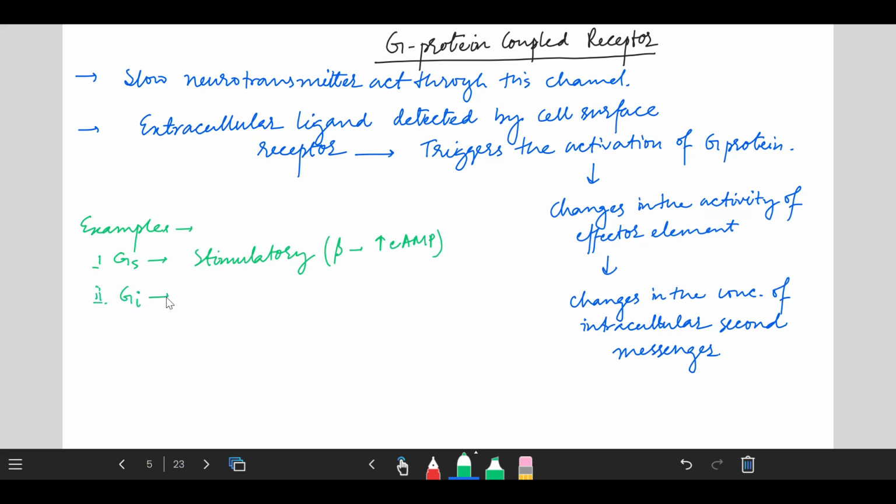And the second one is Gi type. It is inhibitory in nature, and the receptors which act through it are alpha-2 and M2, which decrease the cyclic AMP level. Clear to you? Another, the third one, is Gq. Gq is also stimulatory in nature, and q represents a type. The receptors which act through it are alpha-1, M1 and M3, which liberate DAG and IP3, or diacylglycerol and inositol triphosphate.